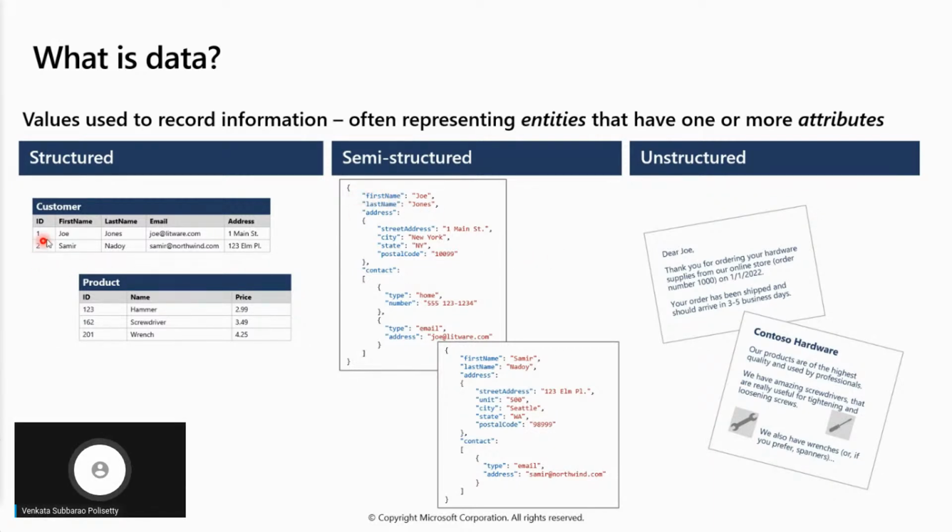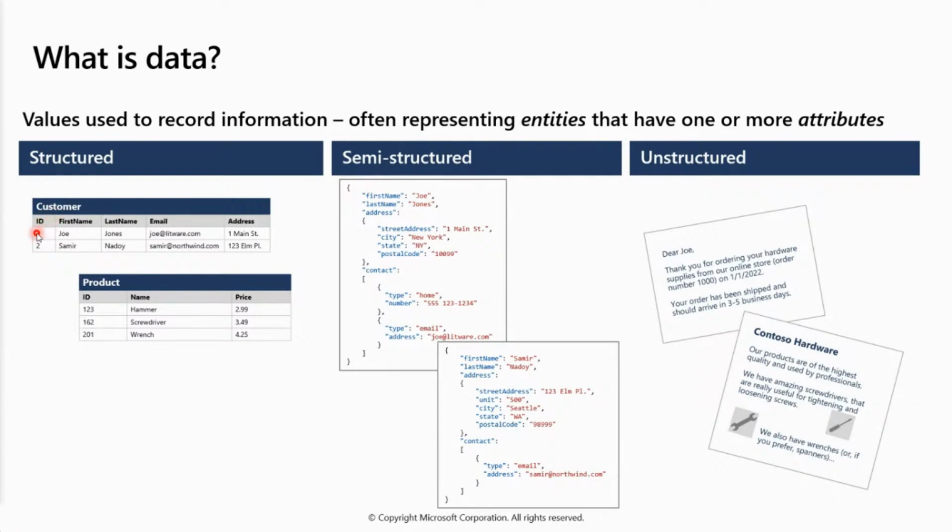If you observe, the values that I have in the customer field, Joe Jones and email and address and all, is a tabular representation. But in semi-structured, you will not have a pictorial representation. It will be in data only. The first name is Joe, last name is Jones, and his address is this one main street, and so on. Likewise, the second record, Samir, is represented in this way in JSON format. So in data, if anyone says semi-structured, you should consider it as JSON.